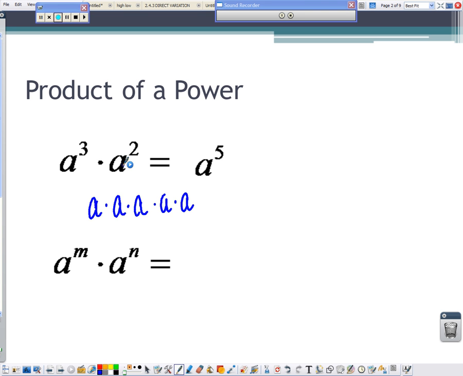So a rule that we will do is when we multiply 2 items that have the exact same base, they may have different exponents, but they have to have the same base. So we'll put that down here. They have to have the same base. Then when I multiply them, all I'm going to do is add their exponents. Okay, so we're going to add exponents.